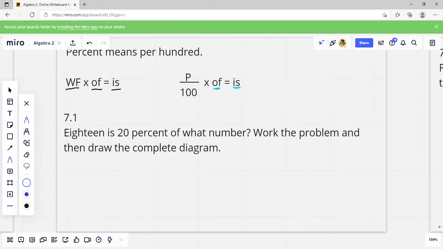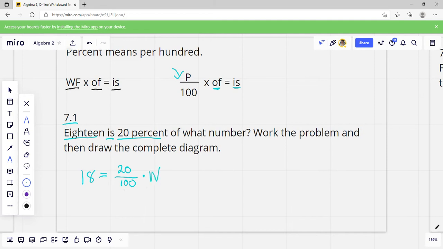Alright, so this problem says 18 is 20% of what number? Work the problem and then draw a completed diagram. Alright, so first we have 18 is. Now remember, "is" means equals. So we're going to write 18 equals 20%. And 20%, we know our percent goes over 100. So we're going to put 20 over 100 of what number? "Of" means times, and then we'll just use W for what number.